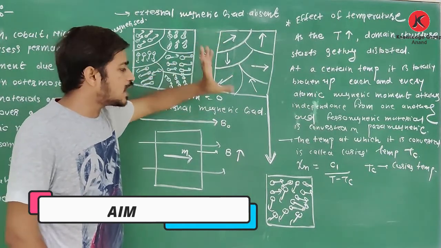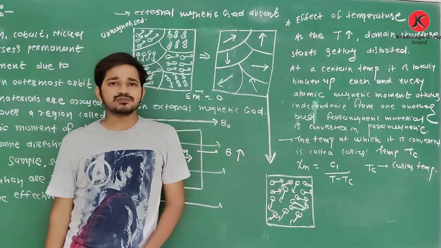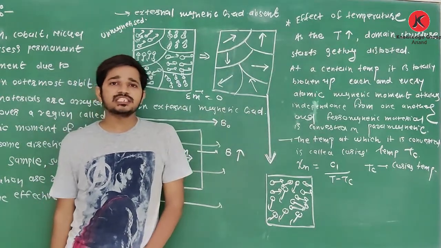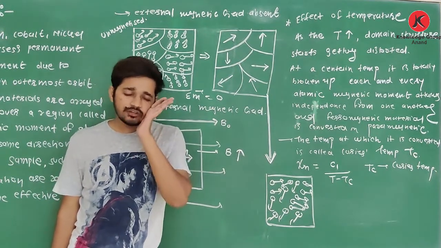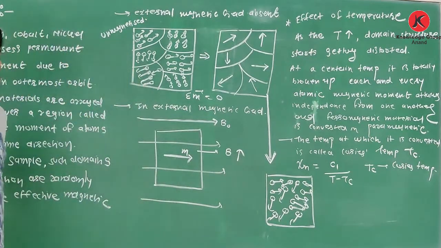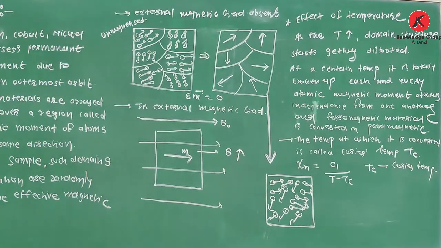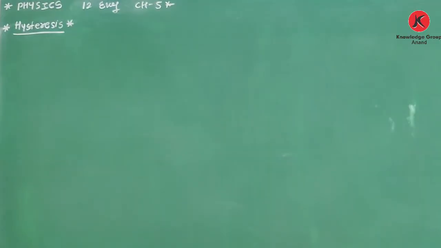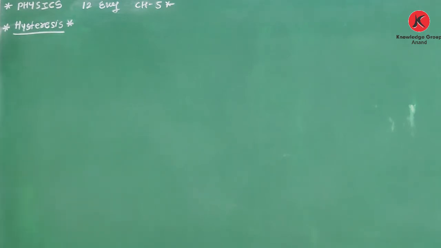Okay, if I have one solenoid, if current is passing through the solenoid and such ferromagnetic material is placed in the solenoid, then what happens? That we will study. Okay, and we will plot one graph which is called the hysteresis cycle. Now the next topic is hysteresis. What is hysteresis? Okay, hysteresis cycle.